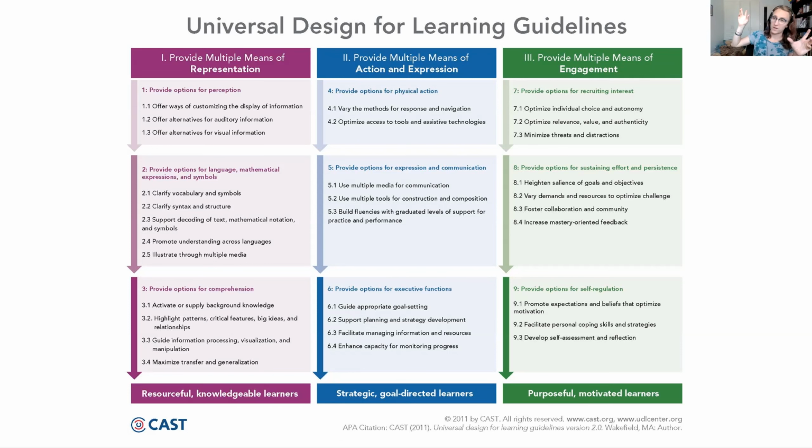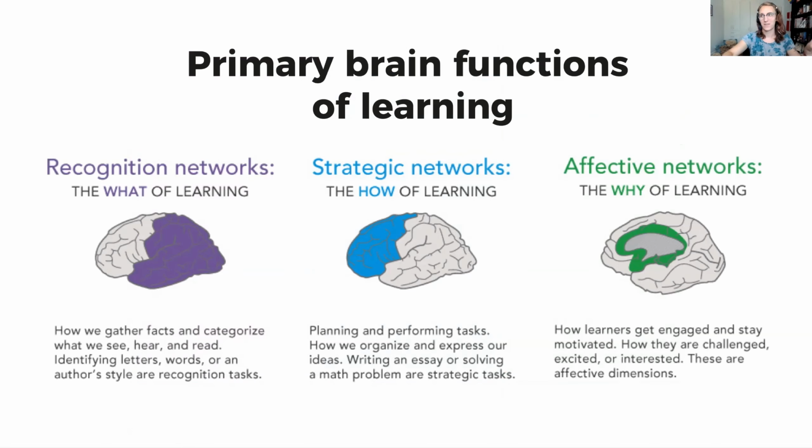So their principles, as was talked about very briefly in the video, are hinted at in the brain networks. It maps out to these three sections: representation, action and expression, and engagement. If you're following by color, the purple, blue, and green in the same order map to these same brain networks: the what of learning, the how of learning, the why of learning.